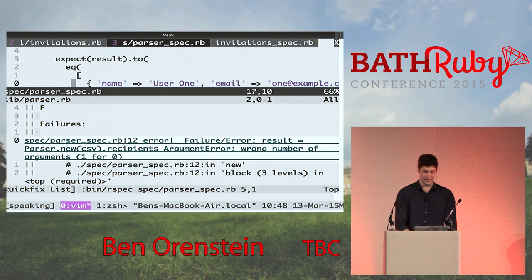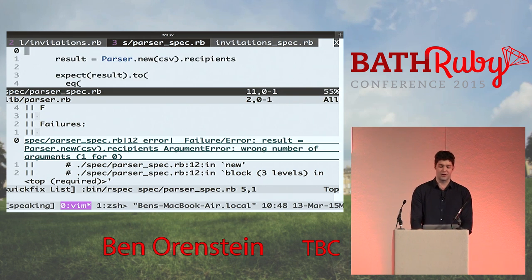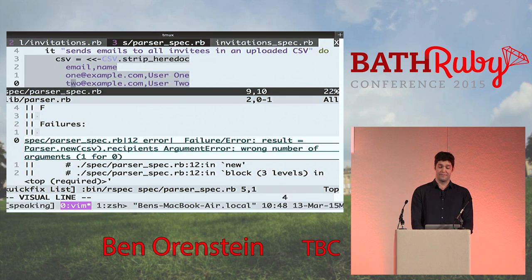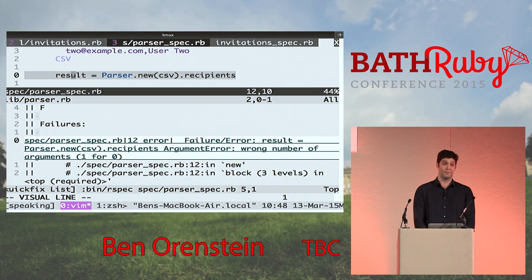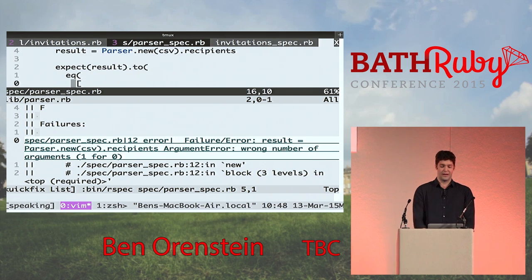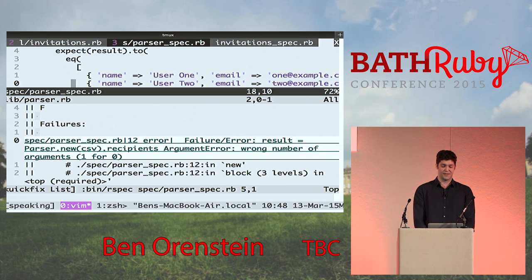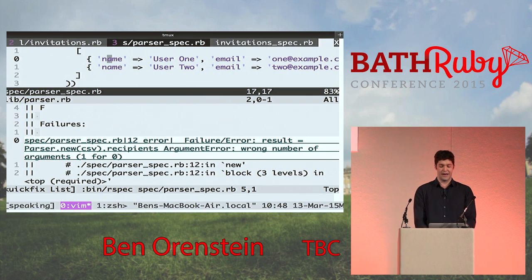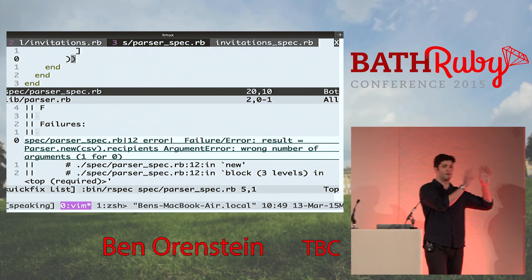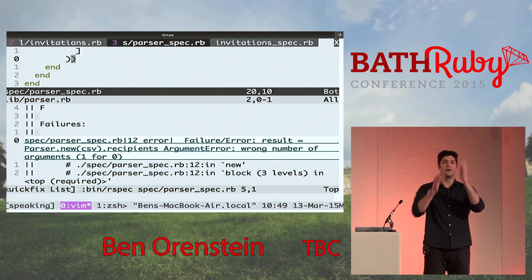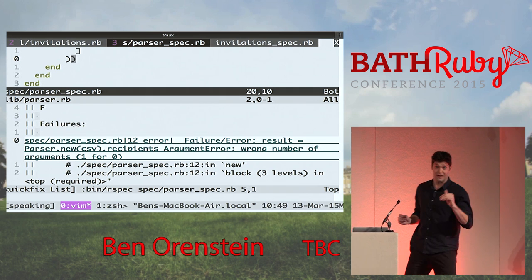Okay, wrong number of arguments. So just to recap, I have a CSV, a string that represents a CSV, and CSV, pretty simply, has an email and name in it. This email and name and that email and name. We ask the parser to parse it, given that string, and we expect the result to be an array of hashes with name to name and email to email. And we have a failure. So just a quick recap, we had an integration-y type test, we pulled it in here, we modified it, so we're testing this method more directly now.